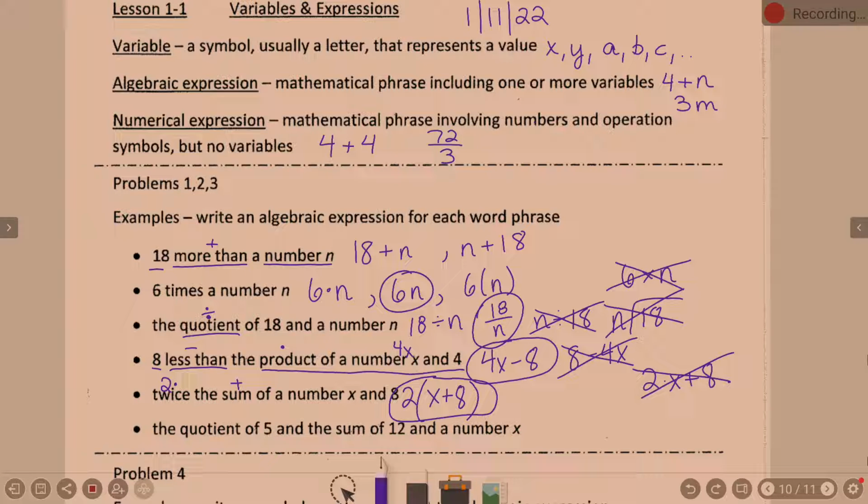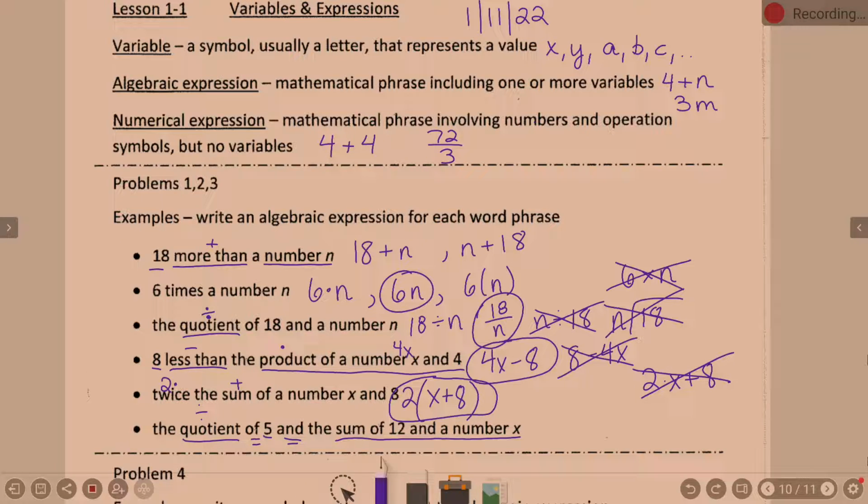The quotient of 5 and the sum of 12 and a number x. Okay, so you do 5. Hold on. Divide. Piece by piece. What's quotient? Divide. So I know I'm going to have a divide. Notice it's the quotient of, what's the first part? 5. And what's the other part? The sum of 12 and a number x.